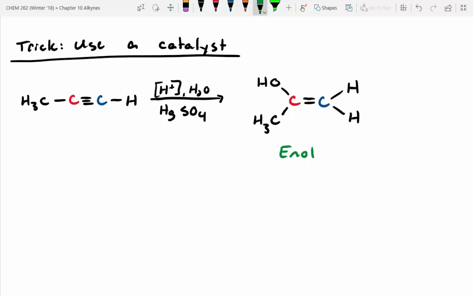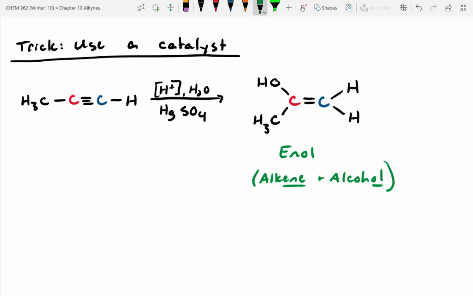And does anybody know why it's called an enol? Because it's half alkene, half alcohol, right? You merge those two together, you've got an enol. So alkene plus alcohol. Super fancy terminology here. All right, the problem is that this is really, really unstable. It doesn't like to stay at the enol form. It likes to change into a different form.